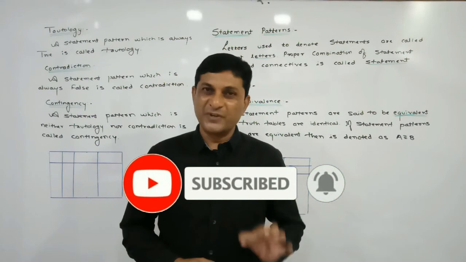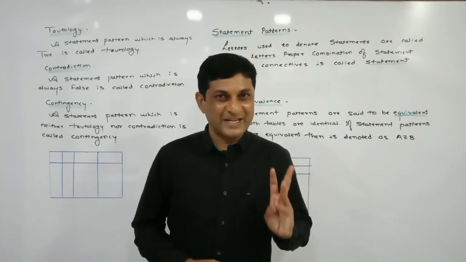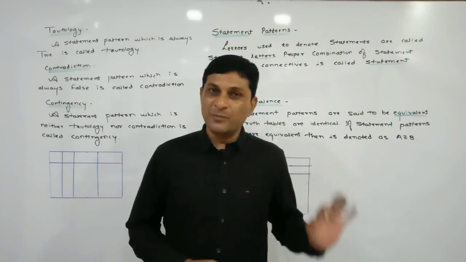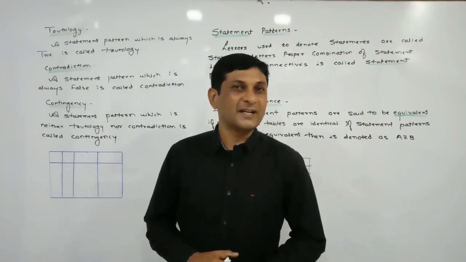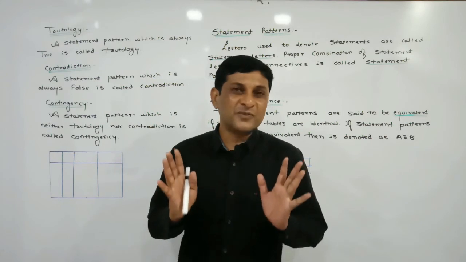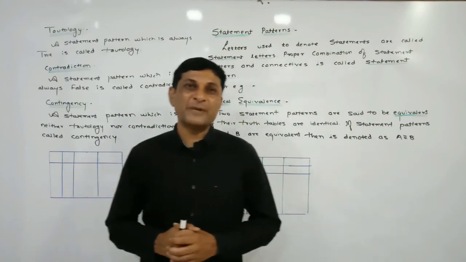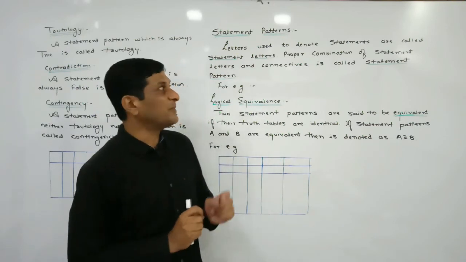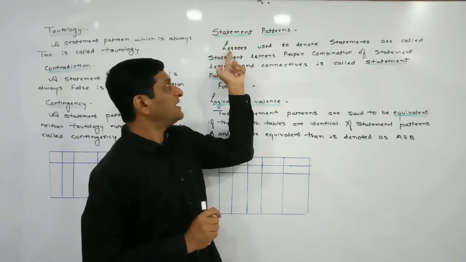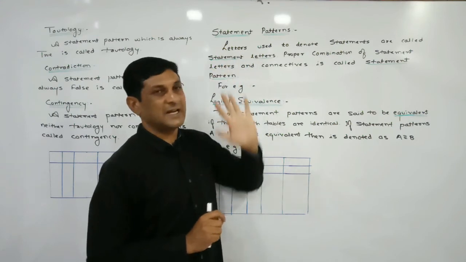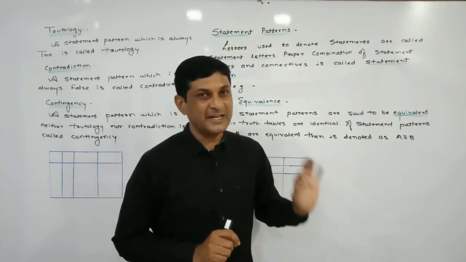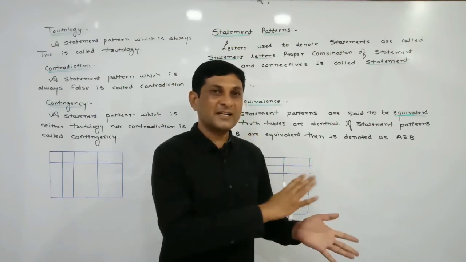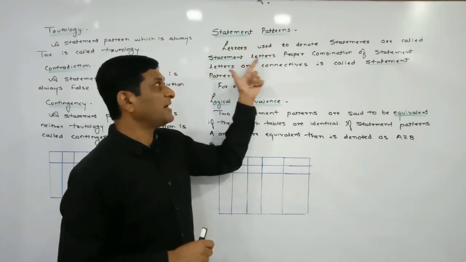In the last two videos, we have seen the definition of statement, truth value, open sentence, truth table and symbolical representation of logical connectives. In the first video, we have seen that the statements are denoted by what? Small letter. If we are denoting the statement by small letter, then those letters are called statement letters.